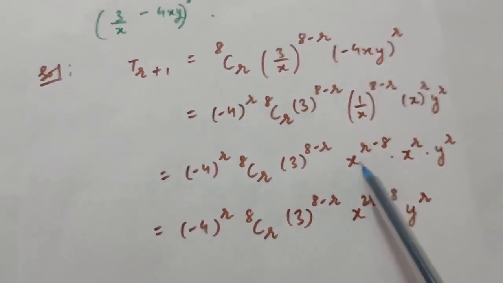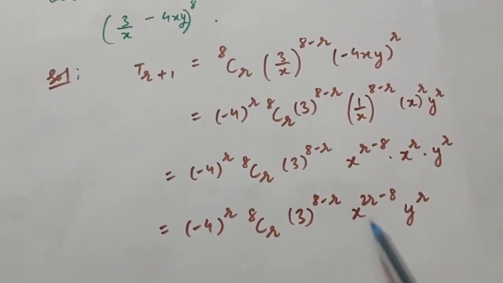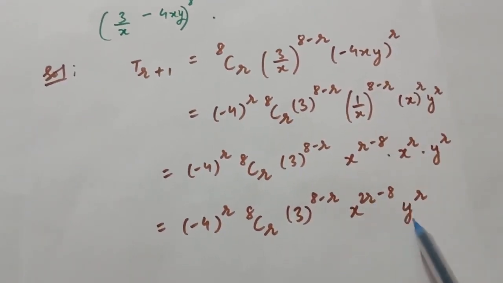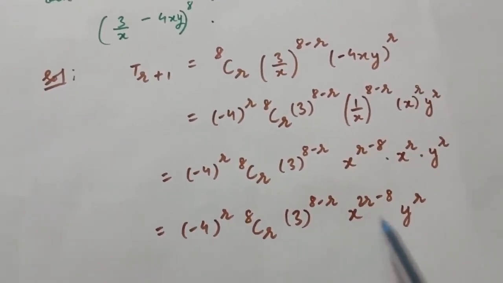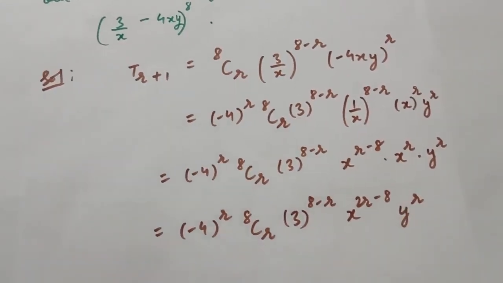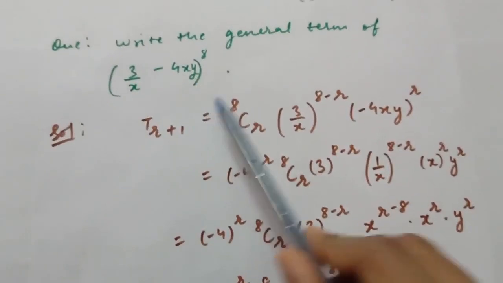Now in the next step, because bases are same, so add the powers. You will get the power of x as 2r minus 8. So you have to calculate up to the final step the powers of x and y separately. Okay. So this is the general term for this expansion.